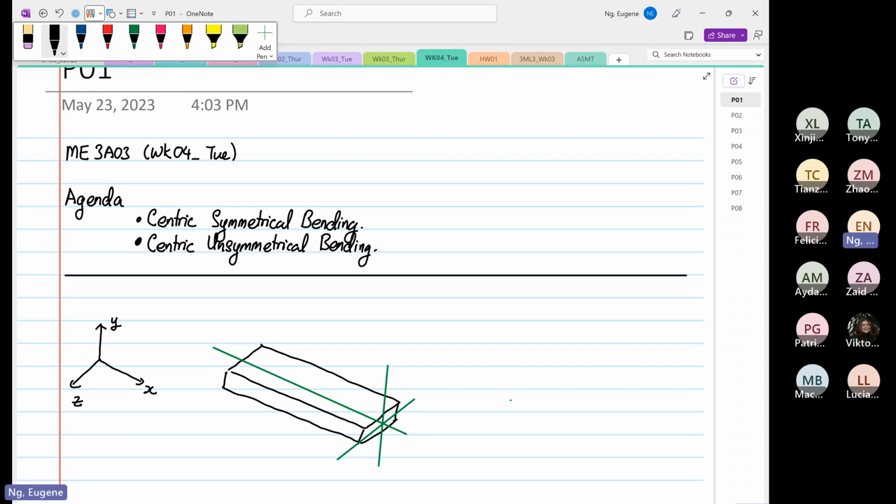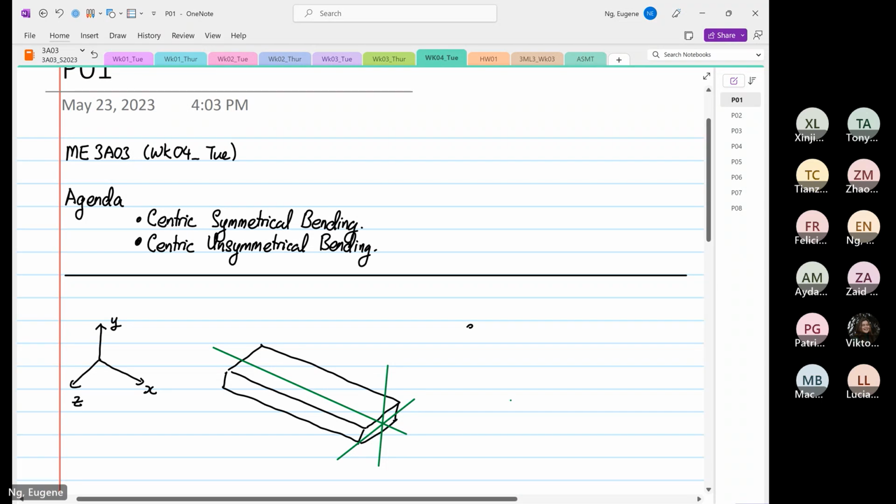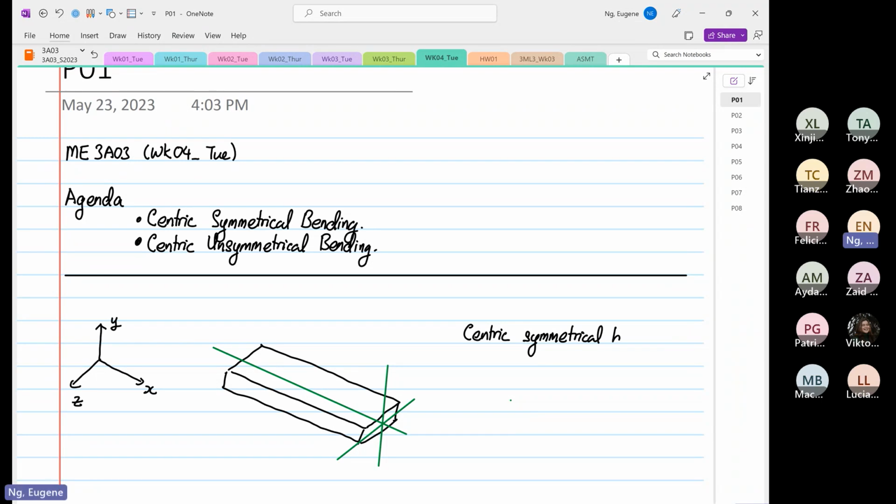So in centric symmetrical bending, the stress in the X direction can be equal to My over Iyy multiplied by Z, or stress X is equal to Mz over Izz multiplied by Y.